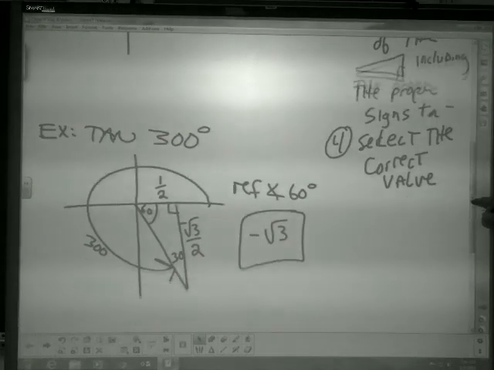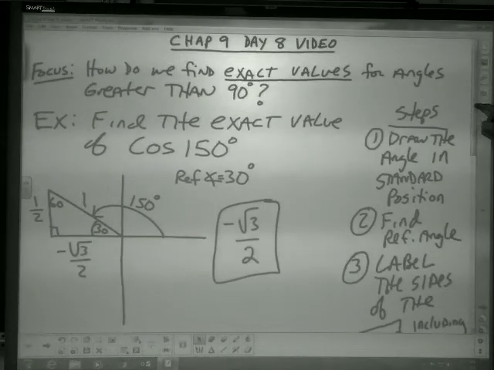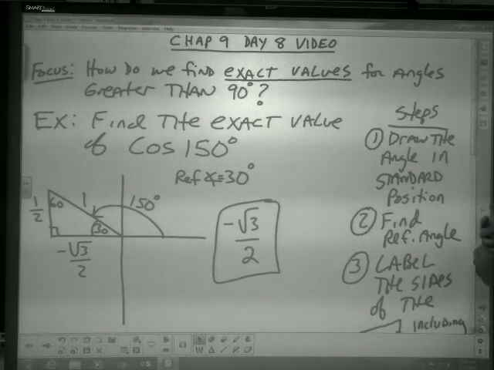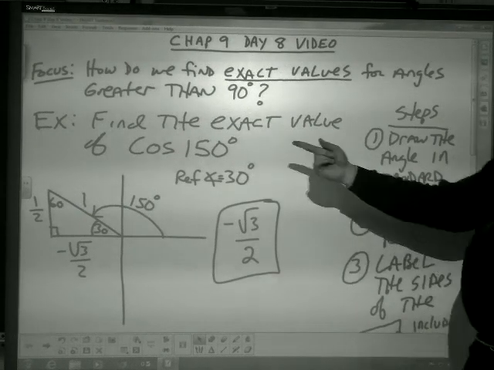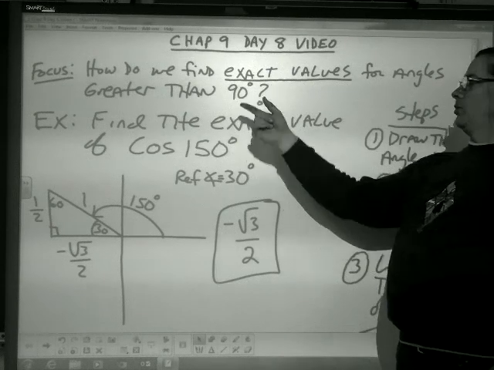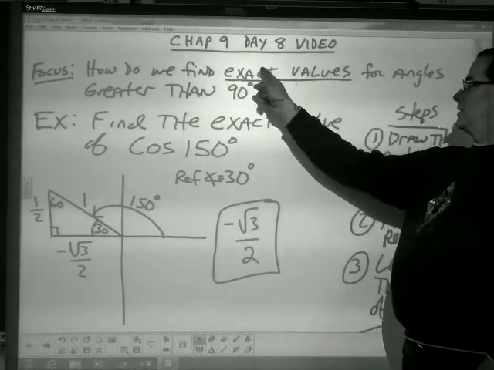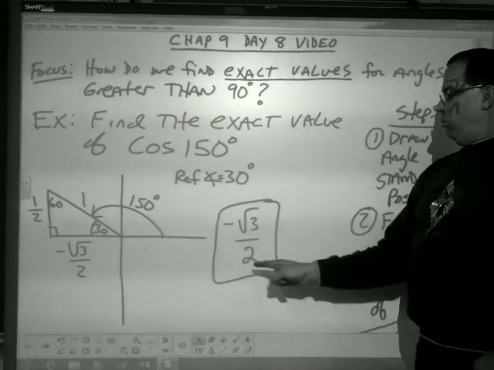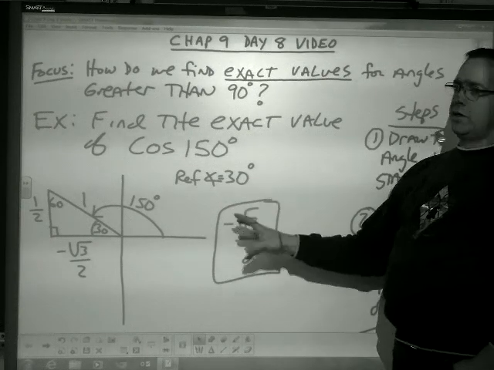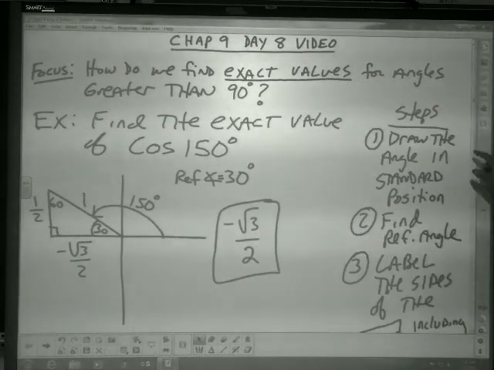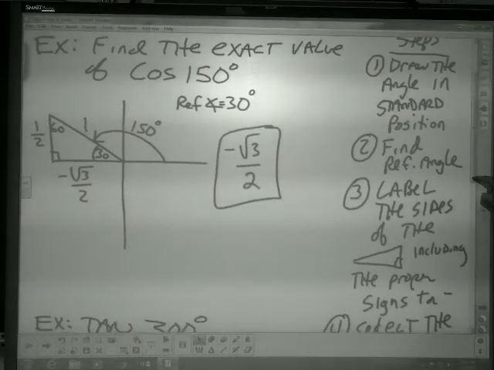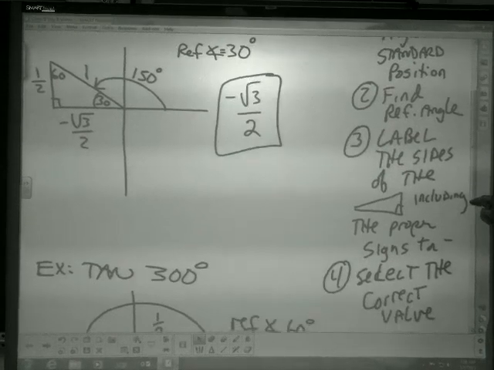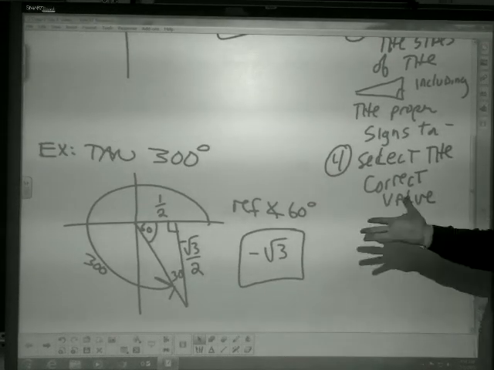So this is all about how we find exact values. I'm not going to type this into the calculator and get a decimal because it wants an exact value. When it says exact value, they want these fractions with radicals in them, or maybe not radicals in them, but definitely not decimals. Okay? And that's that.